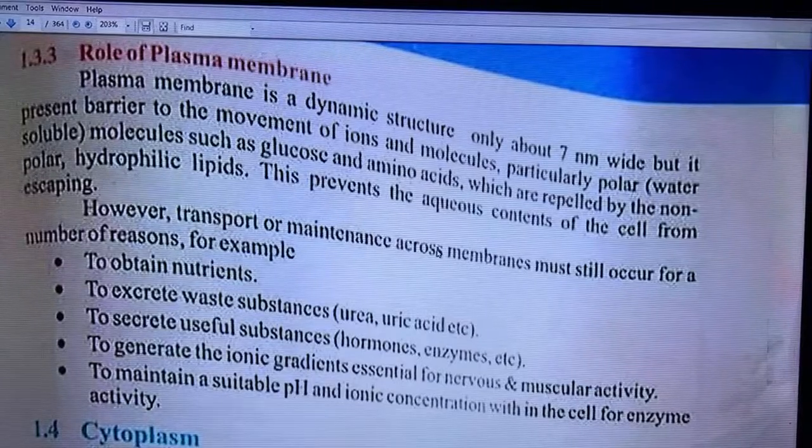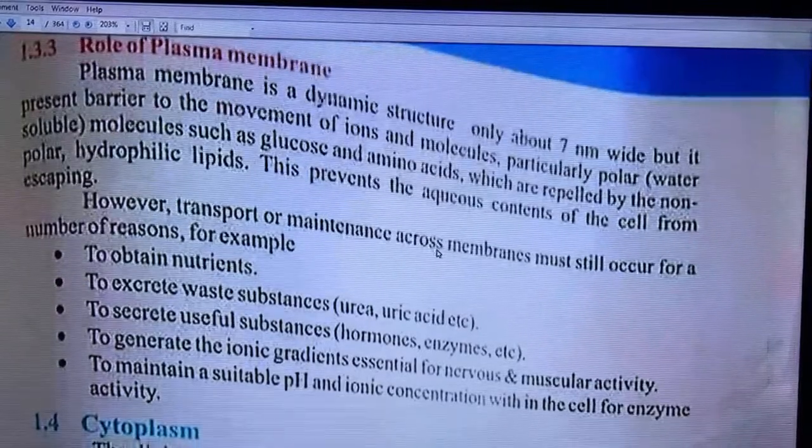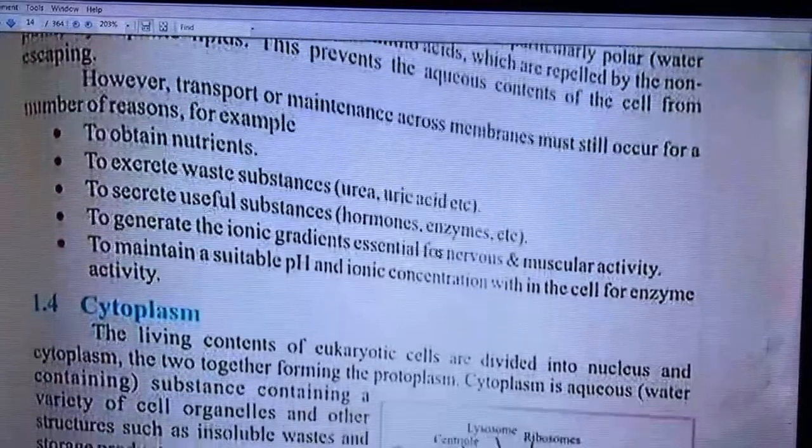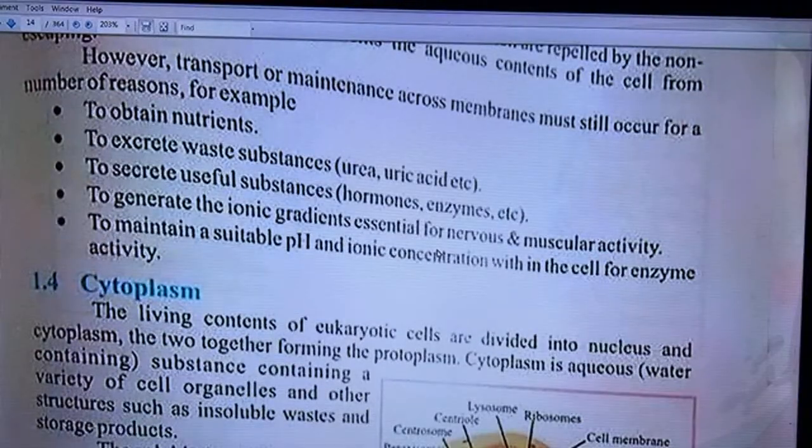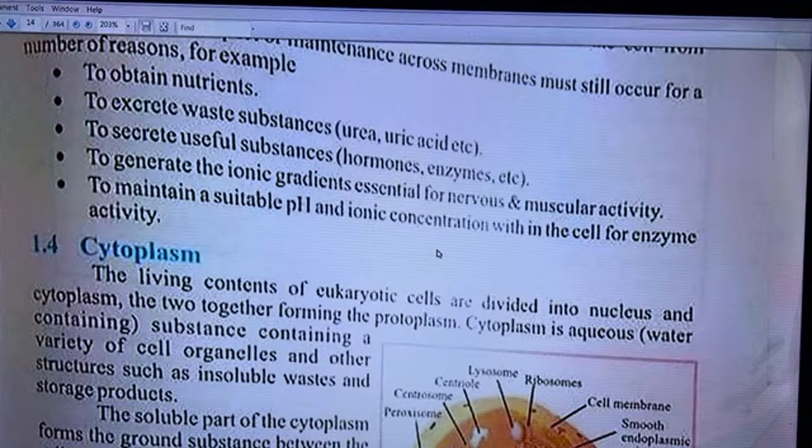For example, to obtain nutrients, to excrete waste substances like urea, uric acid, etc., to secrete useful substances, hormones, enzymes, etc., to generate the ionic gradients essential for nervous and muscular activity, and to maintain a suitable pH and ionic concentration within the cell for enzyme activity.